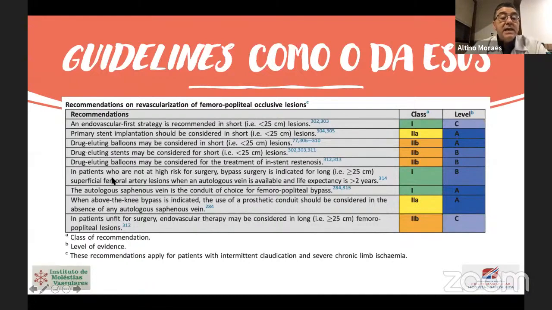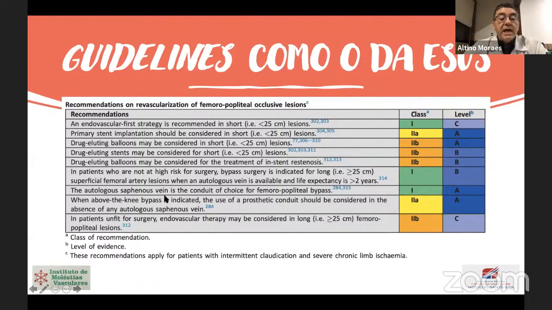Porém, em pacientes que não têm alto risco para cirurgia, bypass cirúrgico é indicado para lesões longas, classe 1, nível B. Lesões de artéria femoral superficial, quando uma veia autóloga está à disposição do cirurgião, ela é indicada, porque se o doente tem uma expectativa de vida maior do que 2 anos.